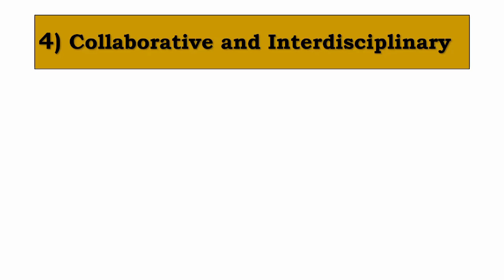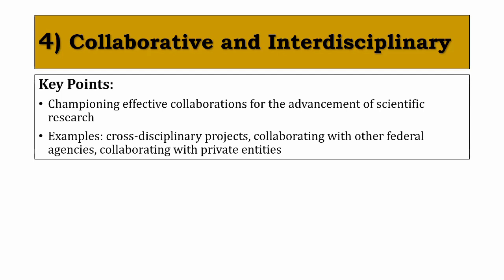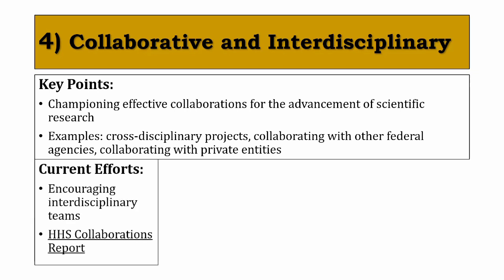Gold standard science is collaborative and interdisciplinary. So key points: the NIH champions effective collaborations for the advancements of scientific research, and they have some examples of what they're doing on their level, like cross-disciplinary projects, collaborating with other federal agencies, and collaborating with private entities. Some current efforts, they're really encouraging interdisciplinary teams. And they also have this HHS, so Health and Human Services Collaborations Report, where they show where the NIH collaborates with other HHS agencies.